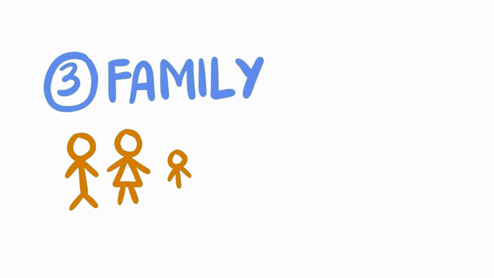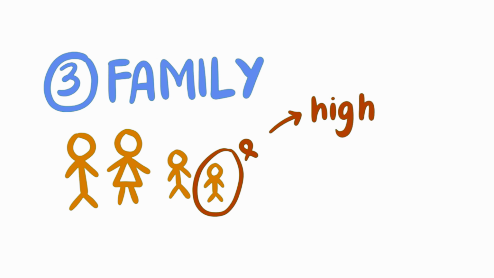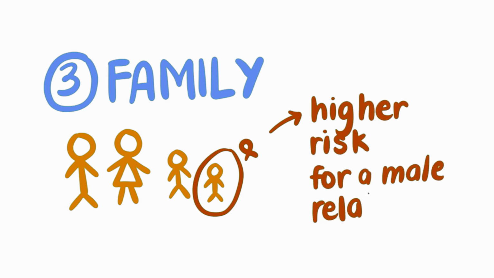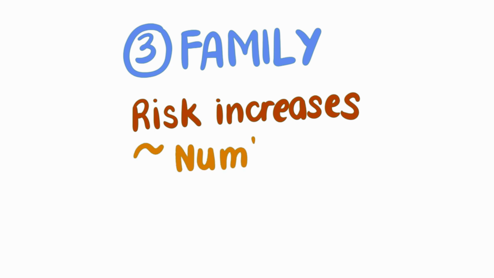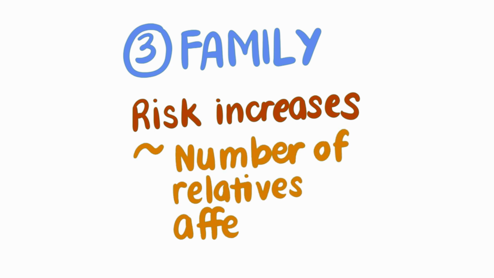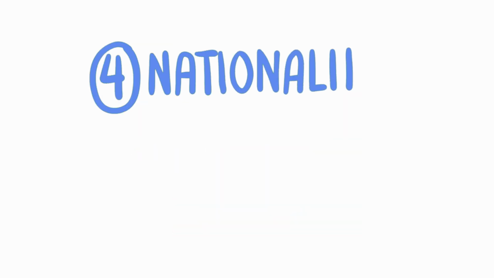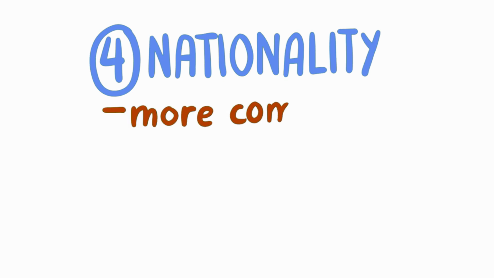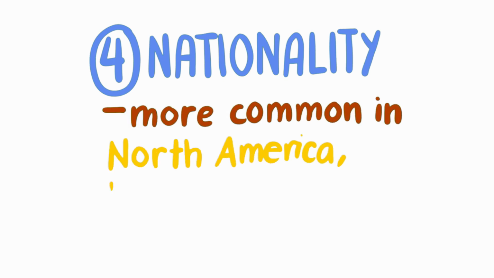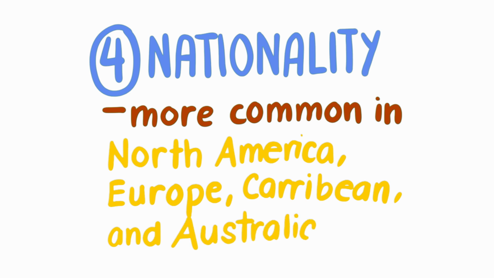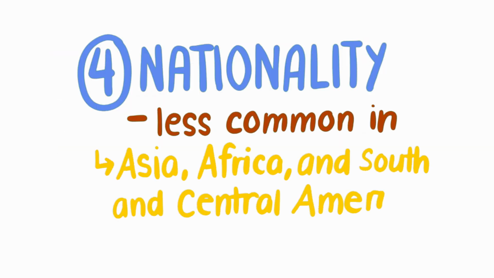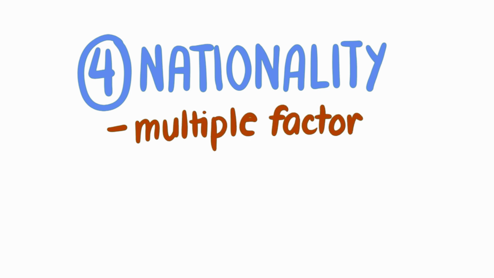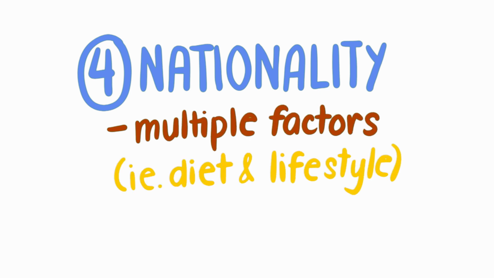The younger the family member is when he is diagnosed with prostate cancer, the higher the risk is for male relatives to develop prostate cancer. The risk of developing prostate cancer also increases with the number of relatives affected. Nationality is also a risk factor. Prostate cancer is more common in North America, Europe, the Caribbean, and Australia. It is less common in Asia, Africa, and South and Central America. Multiple factors such as diet and lifestyle may account for this.